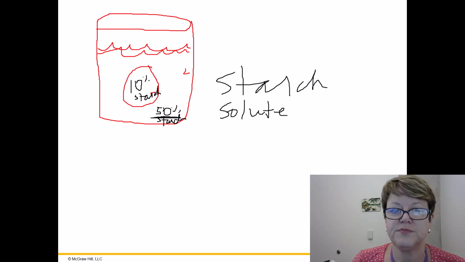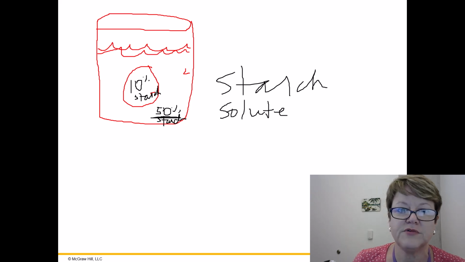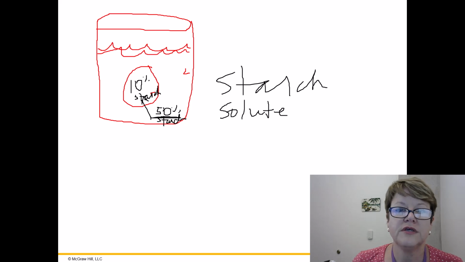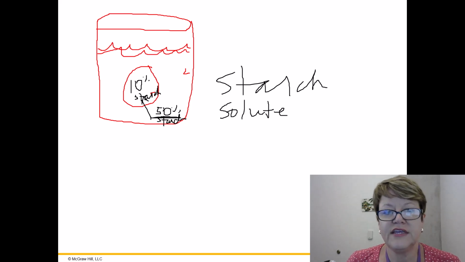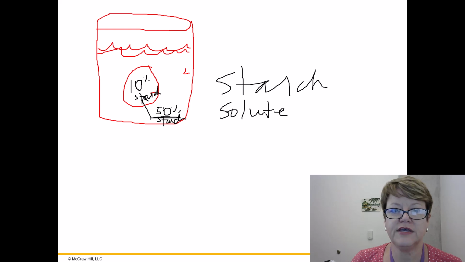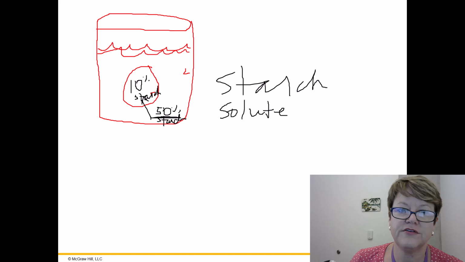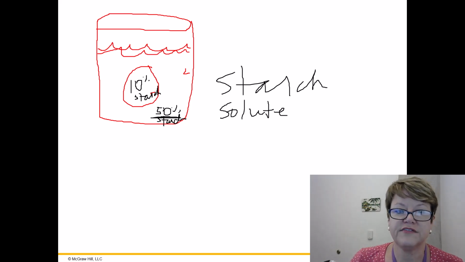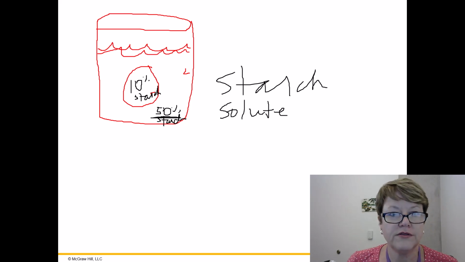If the starch could diffuse across the membrane, it would go from its area of higher concentration, 50% is higher than 10%, so it will go from the outside of the cell into the cell until both sides of the membrane have an equal concentration of starch. However, let's say that the starch cannot cross the membrane. It's too big. So typically I'll tell you the concentration of the solute, but then I'll tell you that the solute is too big to cross the membrane. But water can cross the membrane because water is small.